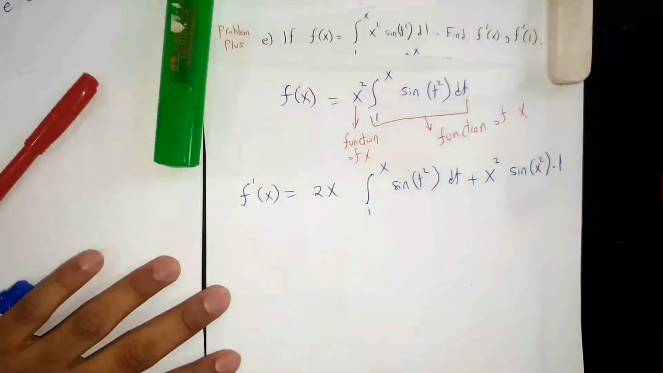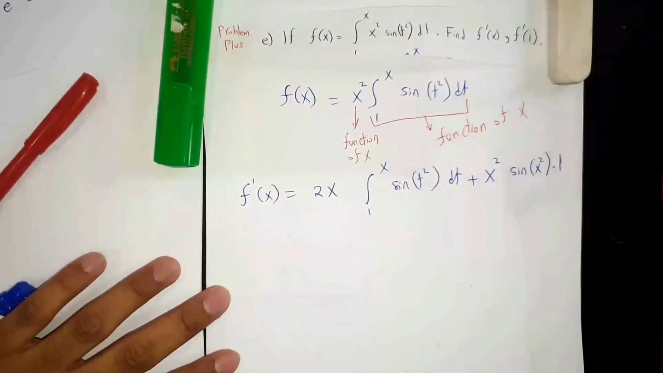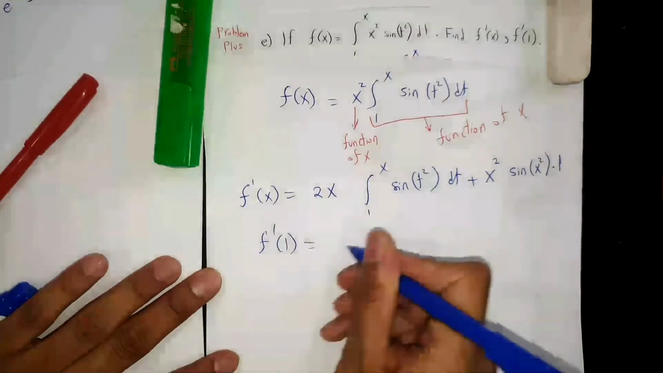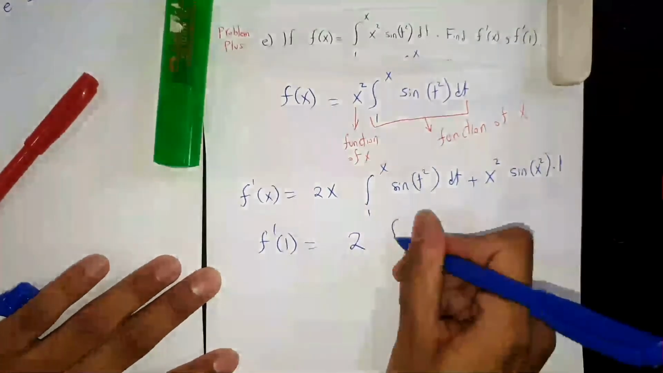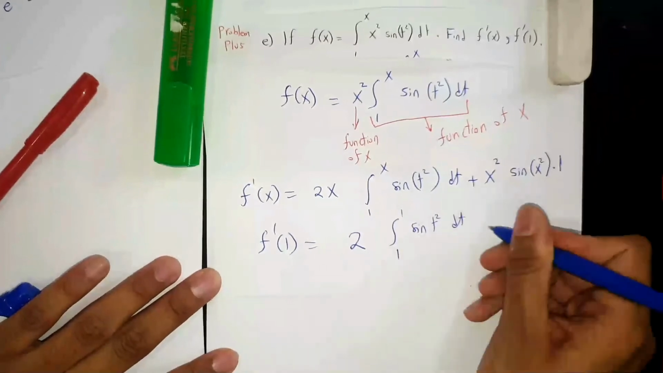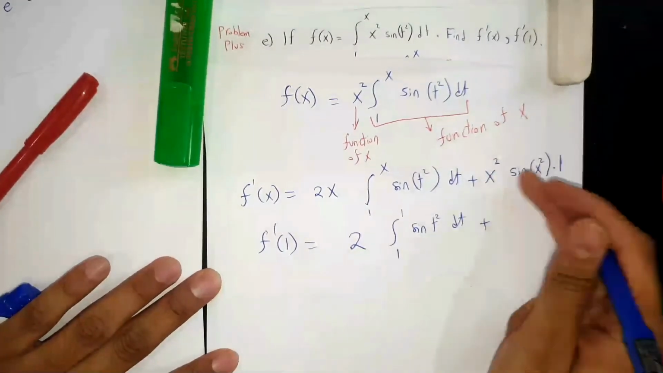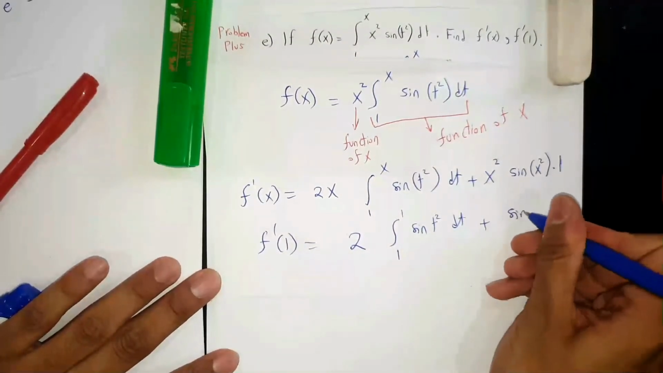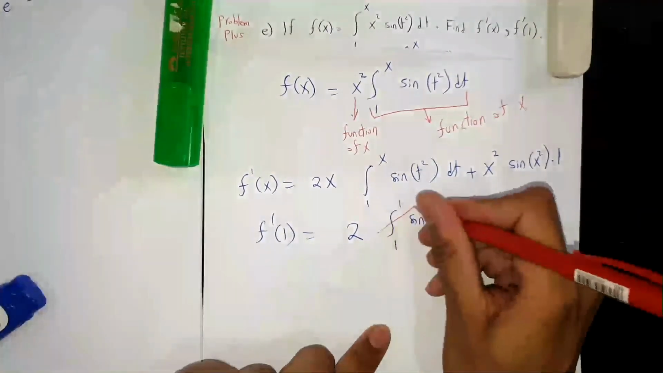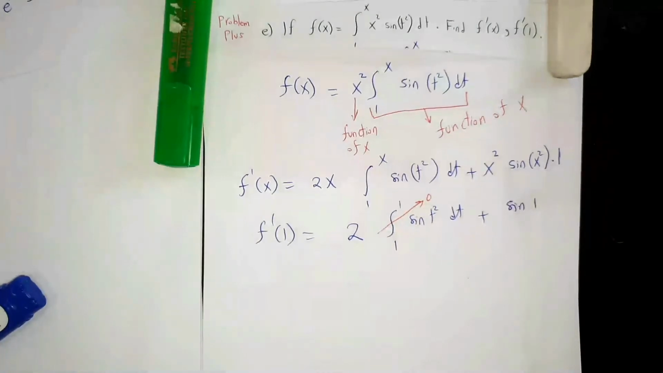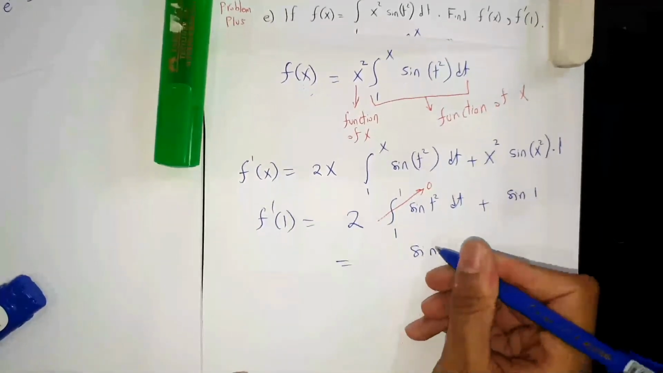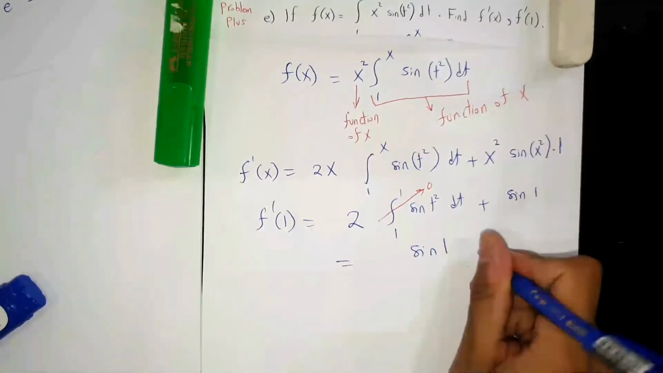This is part of the question. He said, find f prime at 1. Just substitute. If you substitute here, you will get 2 times the integral from 1 to 1 of sine t squared dt, plus, substituting here, you will get 1 times 1, and here you have sine 1. What is this? Yes, you are right, this is 0 using the properties. So what is the final answer? It will be sine 1 only.